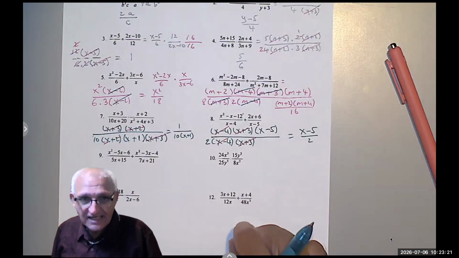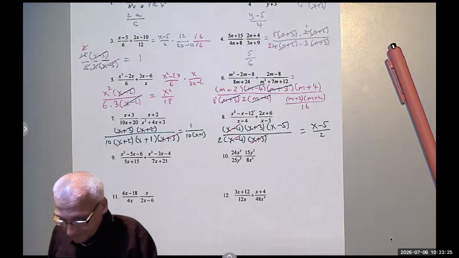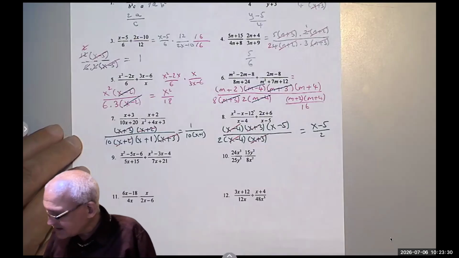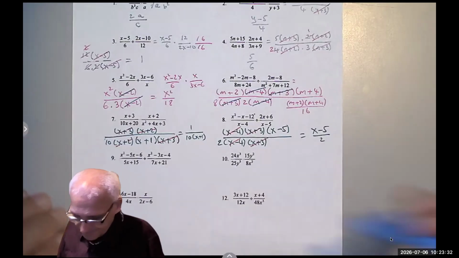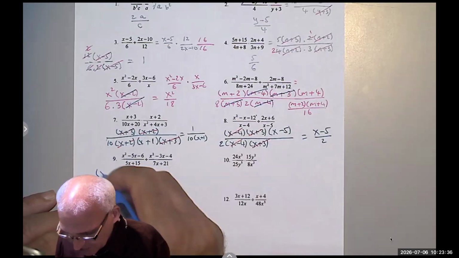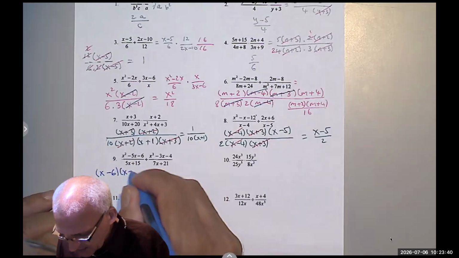Division. Again, I'm going to do it in a single step. So I'm going to factor this. You should be familiar now with how to do these, so I'm not going to waste your time. x minus 6 times x plus 1.